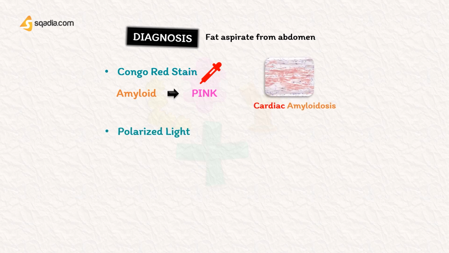Amyloids, when observed under polarized light, take on an apple green color. Both Congo red stain and polarized light can detect 70 to 80% cases of amyloids.